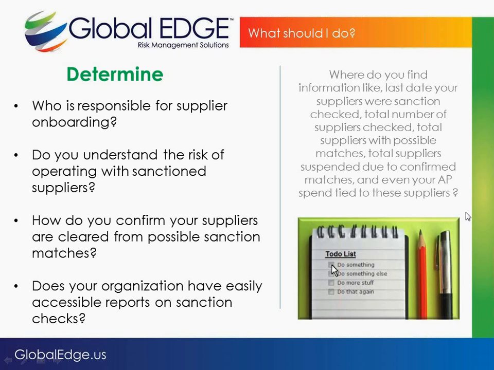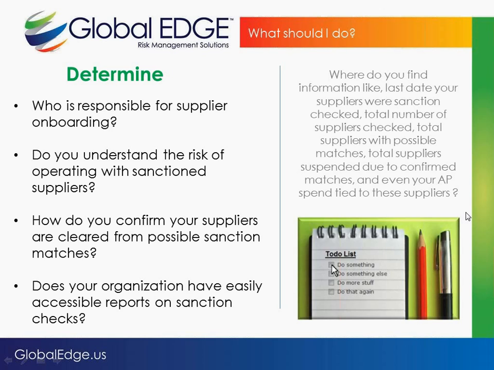And then where is the documentation stored, including the last date the vendors were sanction checked, total number of suppliers that were checked, total number of vendors with possible matches, total suppliers inactivated due to confirmed matches. And consider documenting your accounts payable spend tied to these suppliers. That'll help you understand what your exposure is, because some fines are levied based on how much money you paid to that vendor.